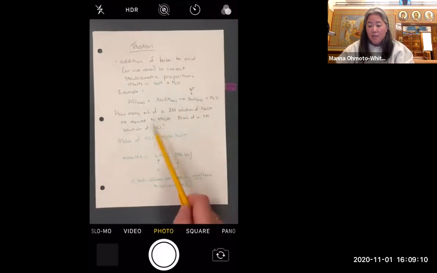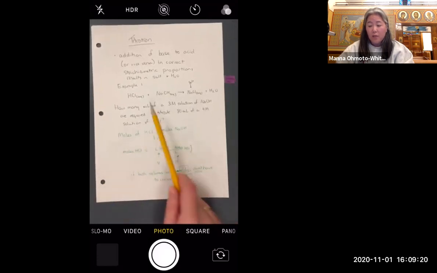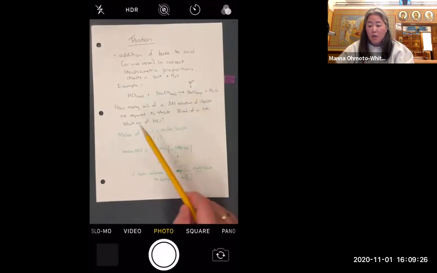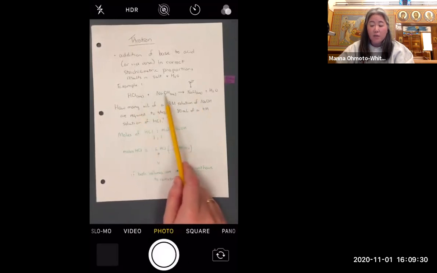So the question is, how many milliliters of a 3 molar solution of sodium hydroxide are required to titrate 80 milliliters of 4 molar solution of hydrochloric acid? So if I look at my balanced equation, and just like every stoichiometric problem, I have to look at my balanced equation. In my balanced equation, I require 1 mole of hydrochloric acid for every mole of sodium hydroxide.